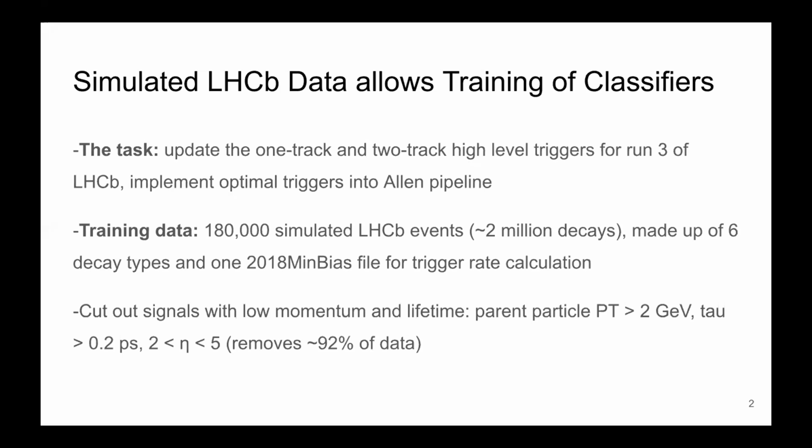Now, of all the training data that we have, the first thing that we need to do is make sure that it's data that could actually be recorded in real data taking conditions. So we need a high enough momentum and a high enough lifetime for the detector to be able to pick it up. We cut out all the decay examples that don't meet these thresholds, and that removes about 92% of our training data.